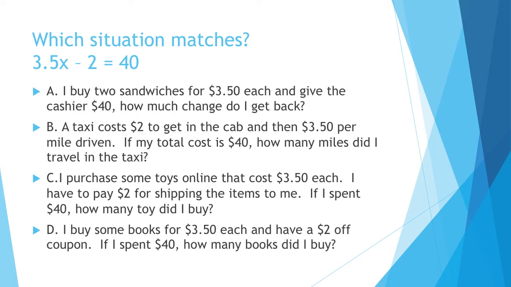Situation C. I purchased some toys online that cost me $3.50 each. I have to pay $2 for shipping the items to me. If I spend $40, how many toys did I buy? And finally, D. I buy some books for $3.50 each and have a $2 off coupon. If I spent $40, how many books did I buy? Take a minute and see if you can figure out which equation matches.